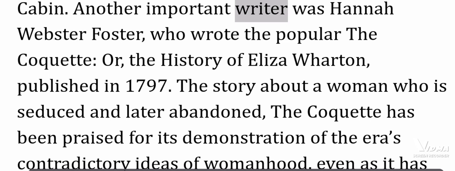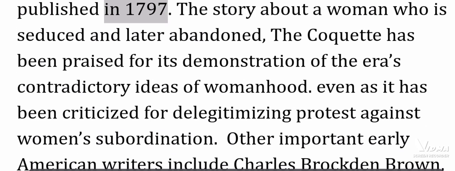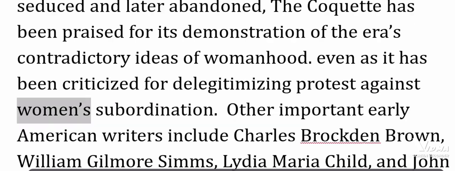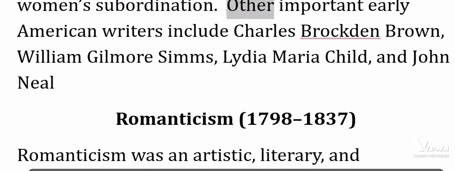Another important writer was Hannah Webster Foster, who wrote the popular The Coquette, or The History of Eliza Wharton, published in 1797. The story about a woman who is seduced, and later abandoned, The Coquette has been praised for its demonstration of the era's contradictory ideas of womanhood, even as it has been criticized for delegitimizing protest against women's subordination. Other important early American writers include Charles Brockden Brown, William Gilmore Simms, Lydia Maria Child, and John Neal.